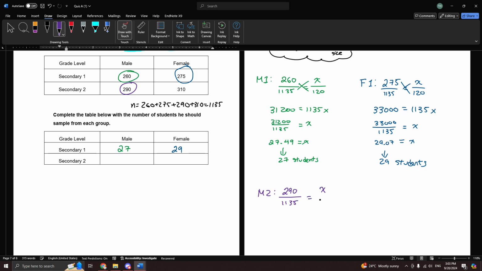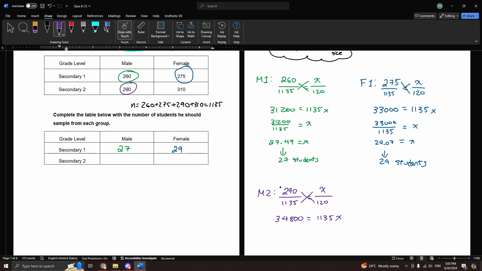Top right is X. We still don't know how many we should sample in the male Sec 2 category, strata, group, whatever you want to call it. And underneath it is going to be our sample size. It's 120. So we cross multiply as always. 290 times 120 is going to be 34,800. And here we have 1135x. We want to get rid of that 1135. We're going to divide by 1135.